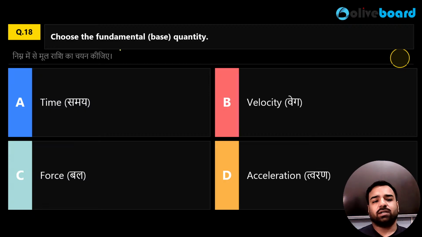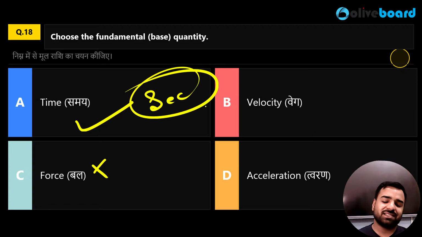Next, choose the fundamental quantity. You have four options. Which of the following is the base quantity, guys? You all can answer. Adi, that's what? Is it force? No. So that's time. Unit was second, and all the other units are actually derived.